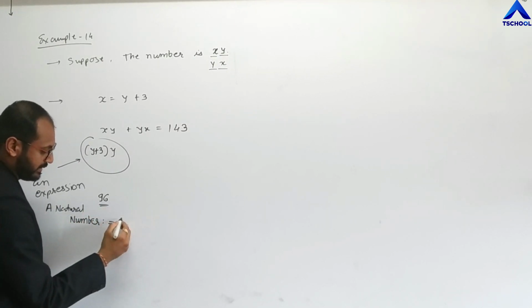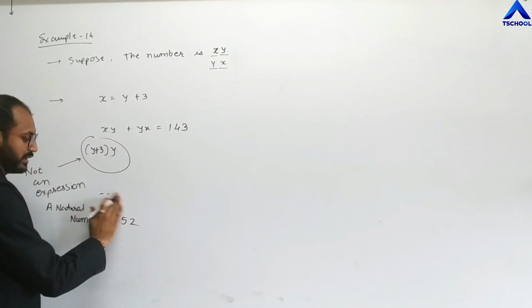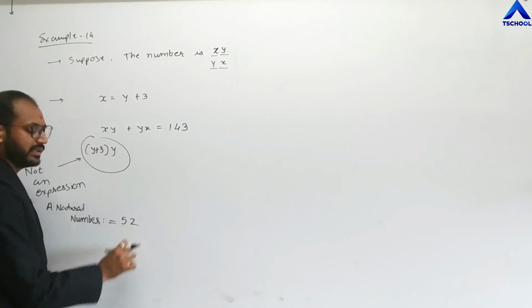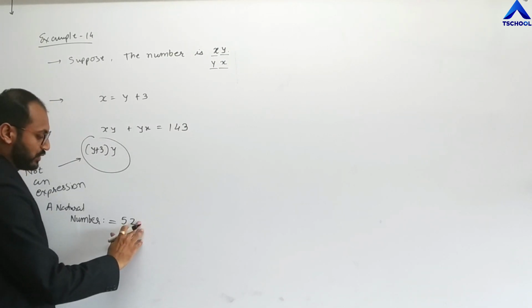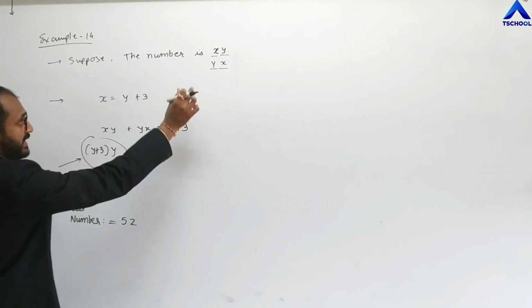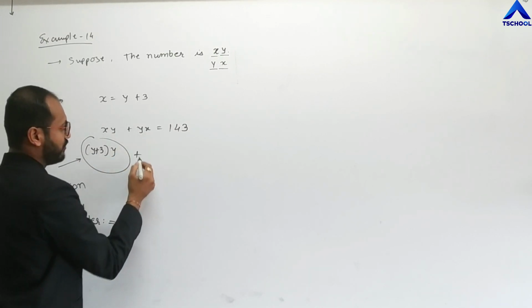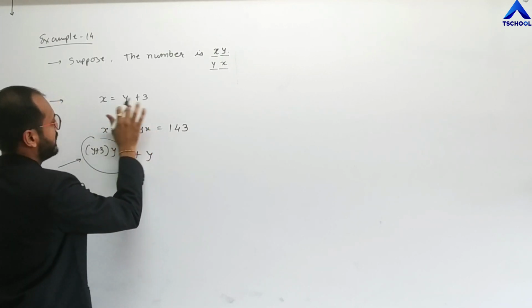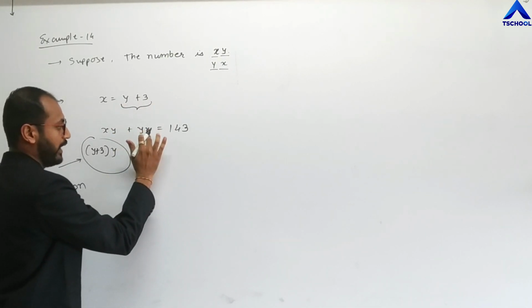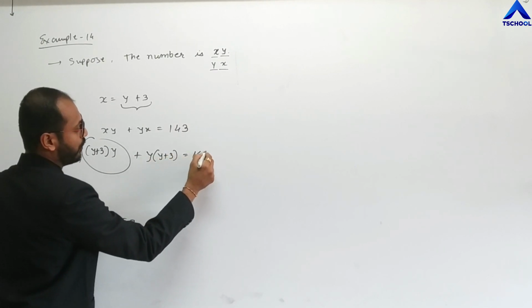Suppose the natural number is, let us take, 52. Then this is also a number. Clear? And 5 is greater by 3 than 2. So this is a natural number and it is expressed in this format, y plus 3 y, and plus y. Here y is y, but x is y plus 3. Instead of x, we are putting y plus 3, equals 143.